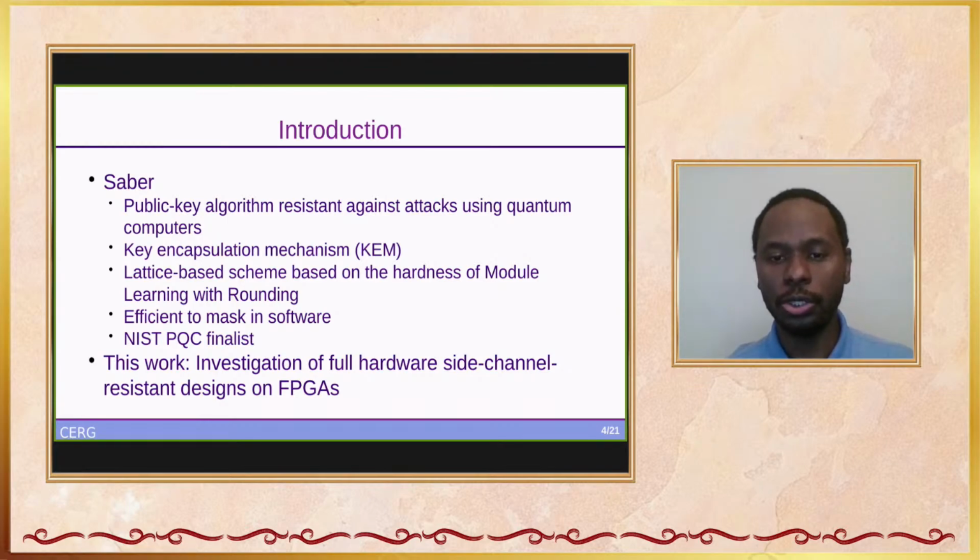So in this work, what we do is investigate the effect of applying side channel countermeasures on full hardware implementations. Previous works concentrated on software implementations and software hardware co-design implementations. So in this work, we concentrate on a full hardware implementation, apply side channel resistance, and see the cost of that protection.